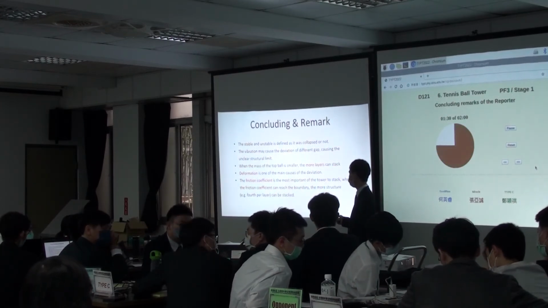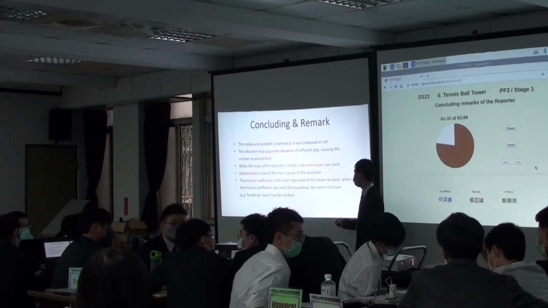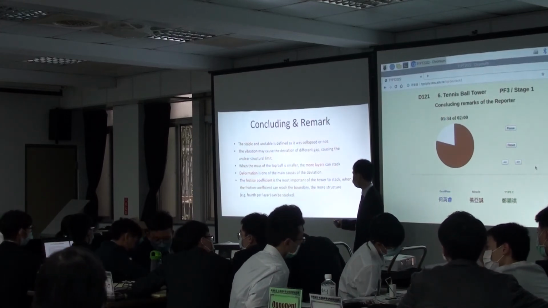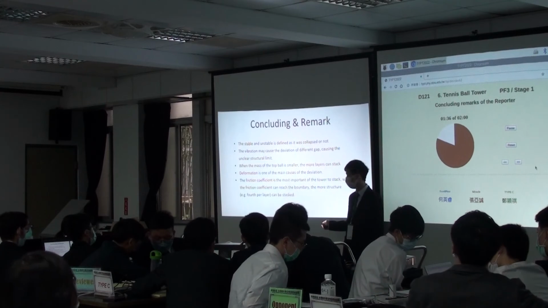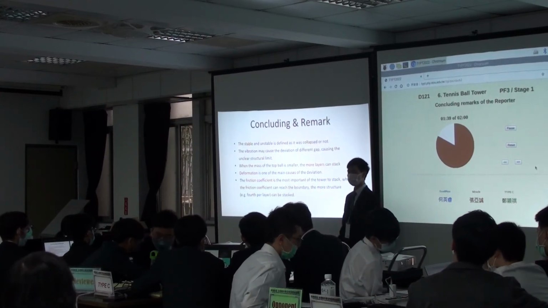And the friction coefficient is the most important factor of the tower design. When the friction coefficient can reach your boundary, the whole structure, for example, 4 balls per layer, can be stacked. Thank you.